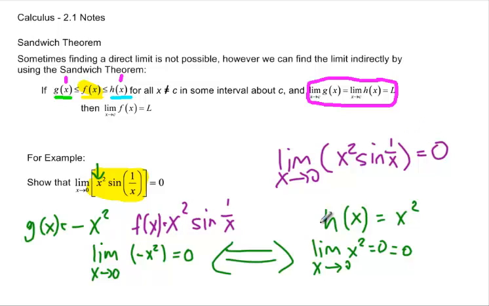And I'll give you a chance, you could graph this on your own. And when you graph both of these functions, negative x squared and positive x squared, and x squared sine 1 over x, you'll see that the trig graph bounces back and forth between the two x squareds, therefore giving us that sandwich.